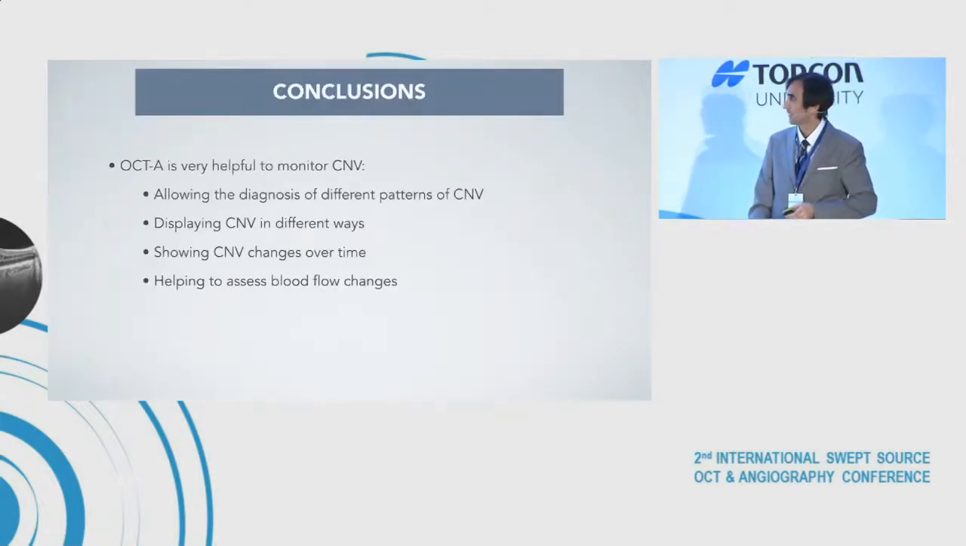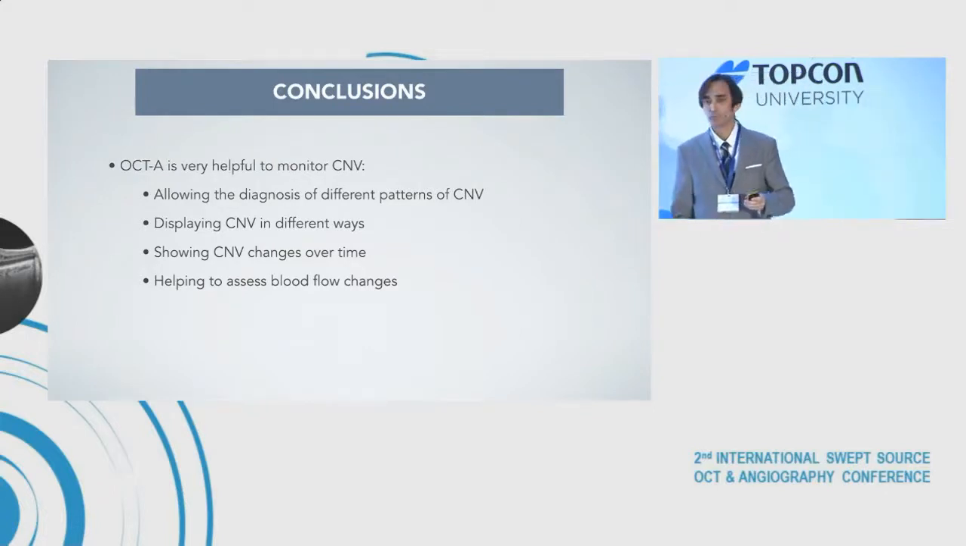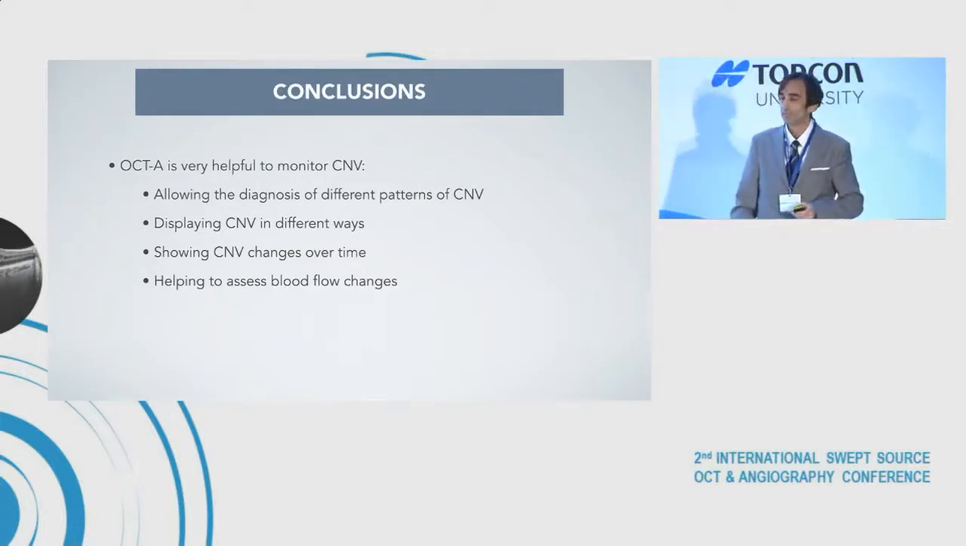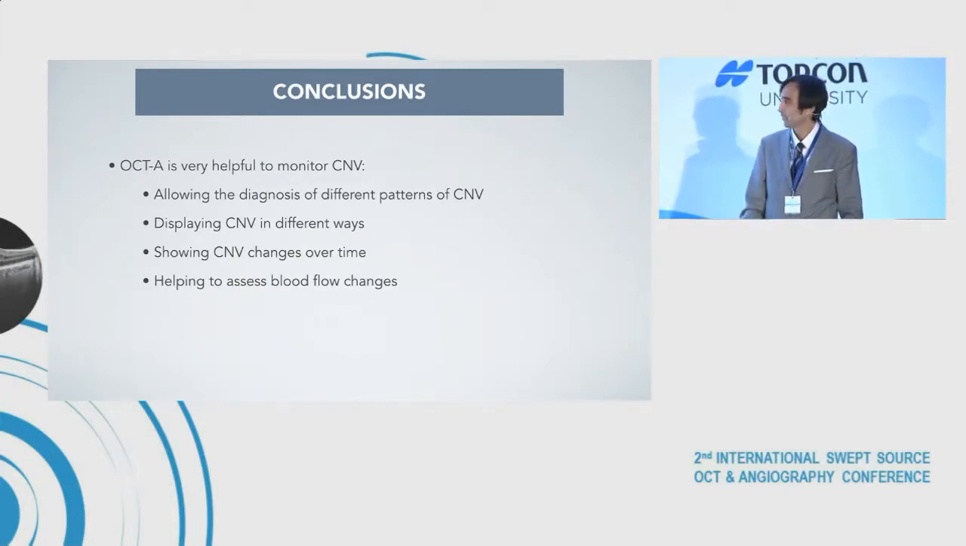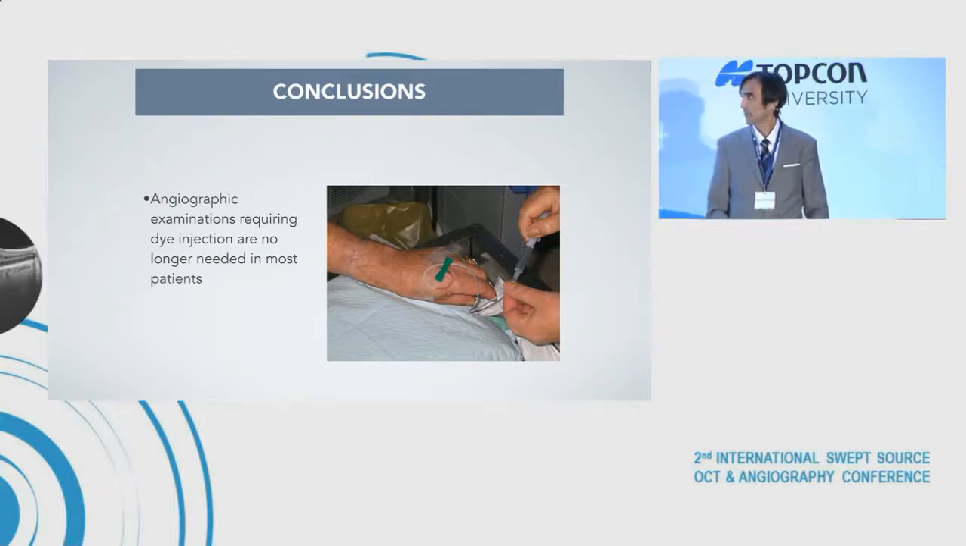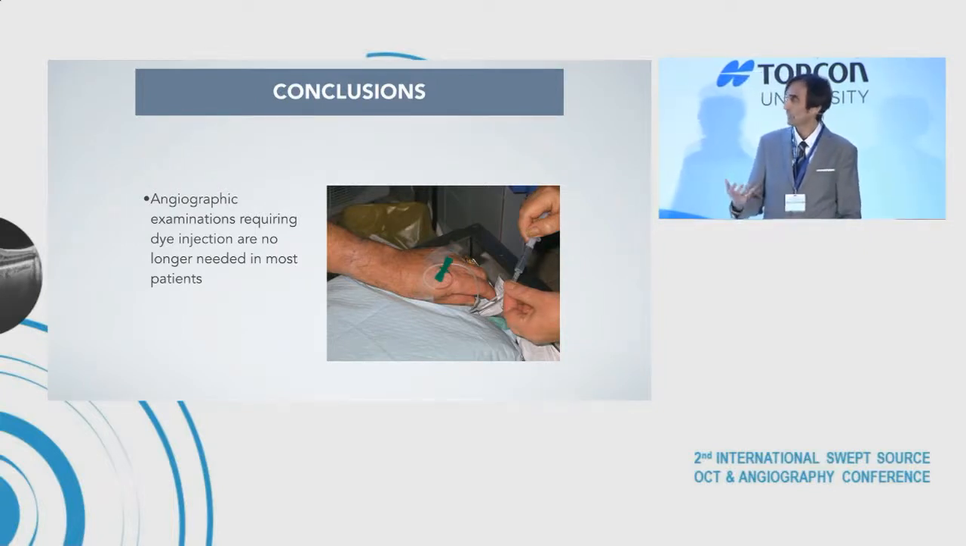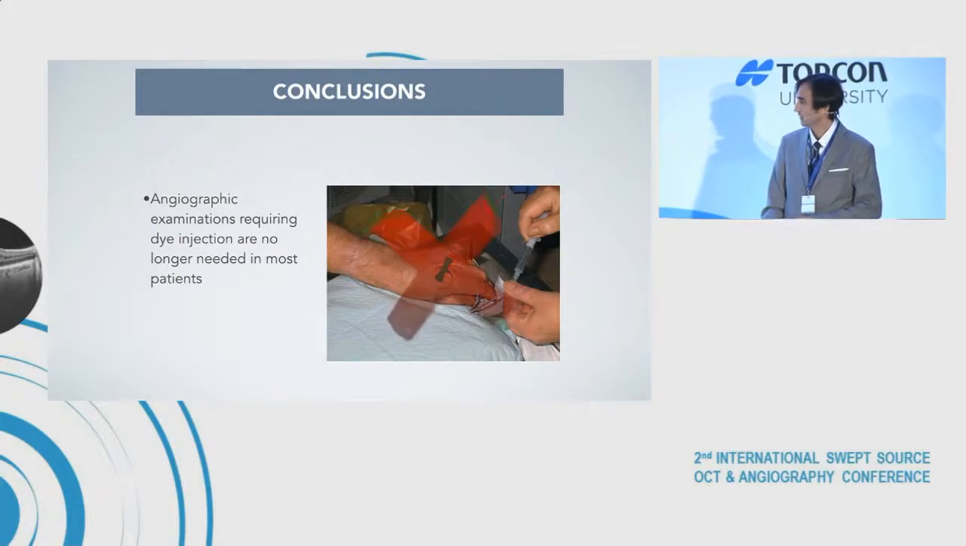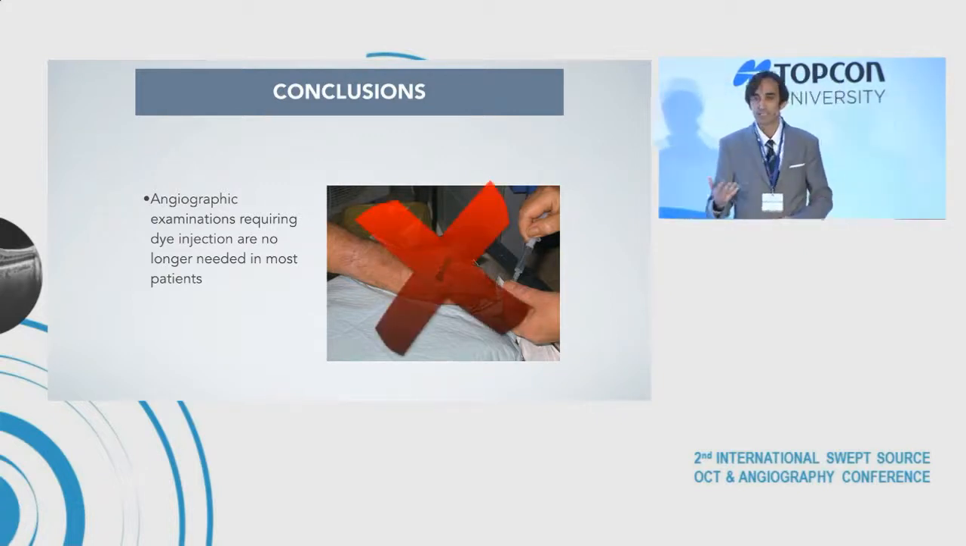To sum up, we could say that OCT angiography is very helpful to monitor CNV, allowing the diagnosis of different patterns of CNV, displaying CNV in different ways, showing CNV changes over time, and helping to assess blood flow changes. Then, as Eric pointed out very nicely before, angiographic examinations requiring dye injections are no longer needed in most patients. Remember that things are changing very fast.